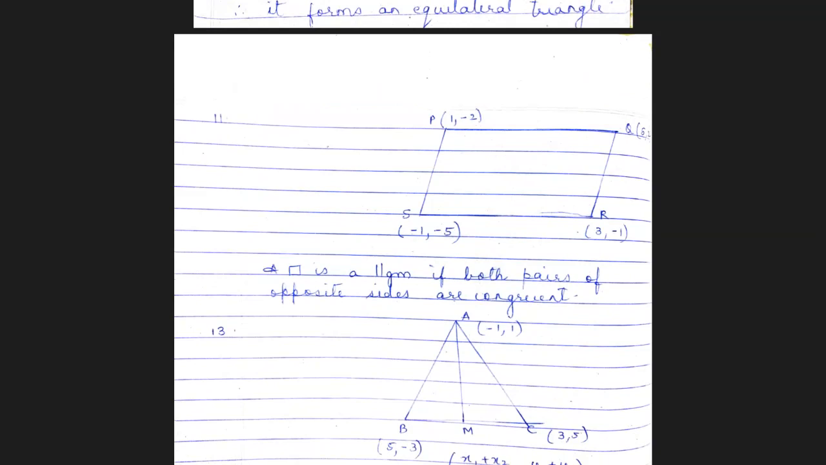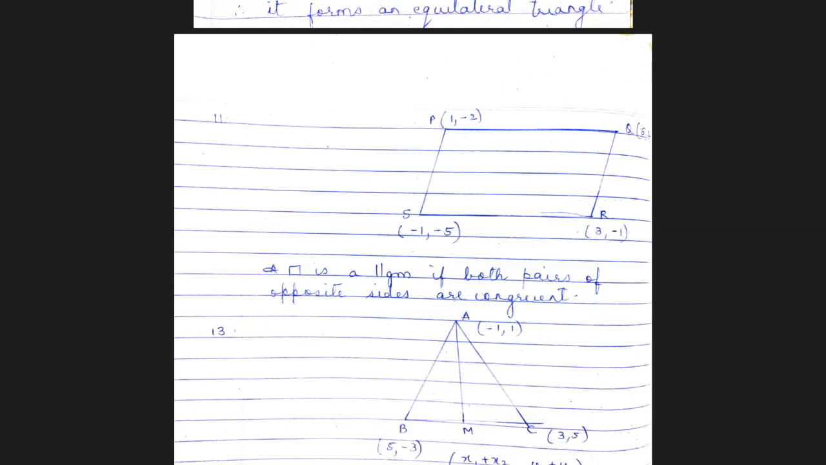If this quadrilateral is a parallelogram, what you must get? Opposite sides should be congruent. So what you will do, you will find PQ, you will find RS using distance formula. They should come equal. Find out PS and QR. Same method using distance formula. They should come equal. So if these opposite sides are coming congruent, it means it's a parallelogram.